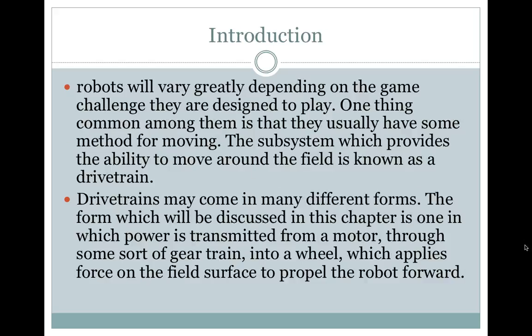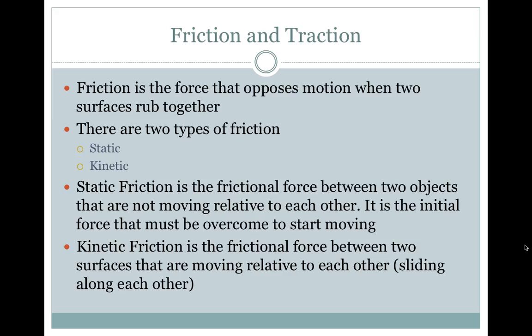Introduction. Robots will vary greatly depending on the game challenge they are designed to play. One thing common among them is that they usually have some method for moving. The subsystem which provides the ability to move around the field is known as the drivetrain. Drivetrains may come in many different forms. The form which will be discussed in this chapter is one in which power is transmitted from a motor through some sort of gear train into a wheel which applies the force on the field surface to propel the robot forward.